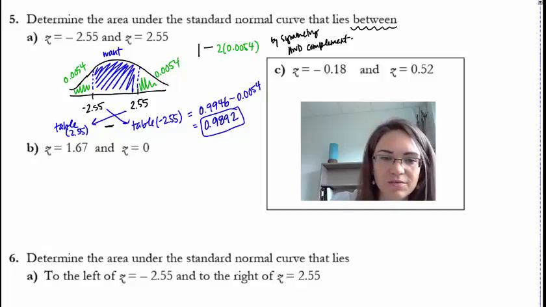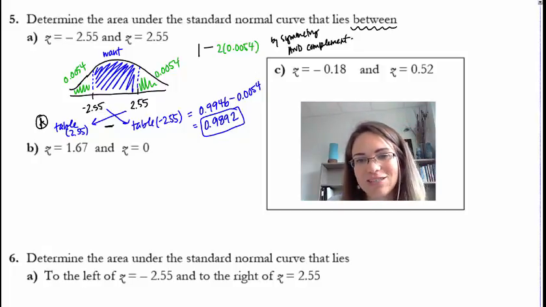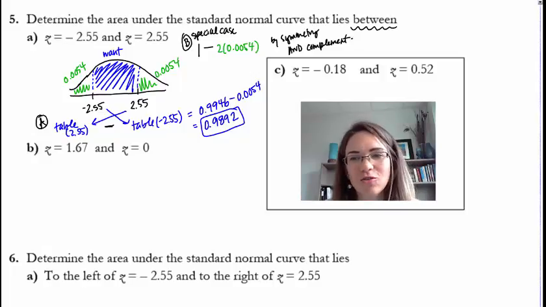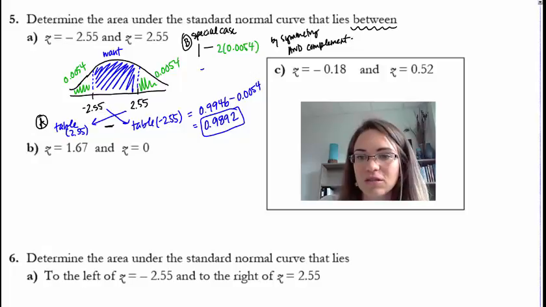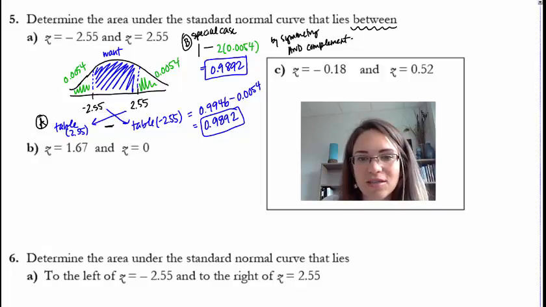That first approach, approach A, will work every time: table value of the right value minus table value of the left value. That's a good deal. Or B works only in this special case where we have symmetry, but it might be faster for you. It might make more sense. Whichever way works for you is really the goal, just to arrive at the right answer, and particularly one that you understand.